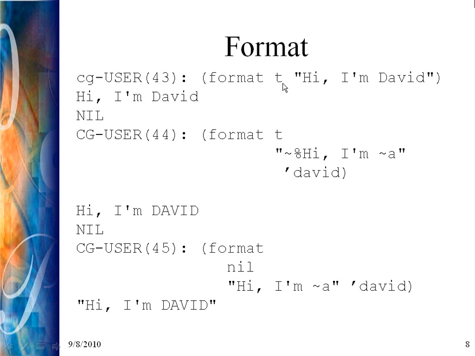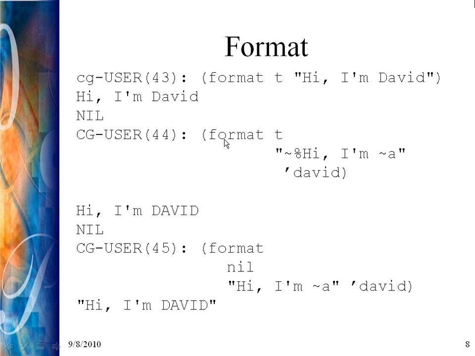Now, the second argument is a string, and that's the string that's going to be printed out. In this case, it's just a plain string with no control characters. So format simply prints that string. Hi, I'm David, right there. And then returns the value nil. This isn't a value that it's evaluated. This is it doing its work as a function. The return value of format is typically nil unless its first argument is itself nil, in which case it returns a string.